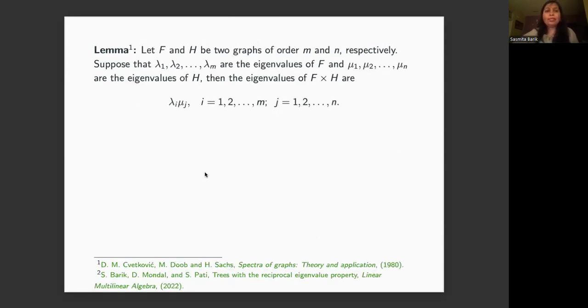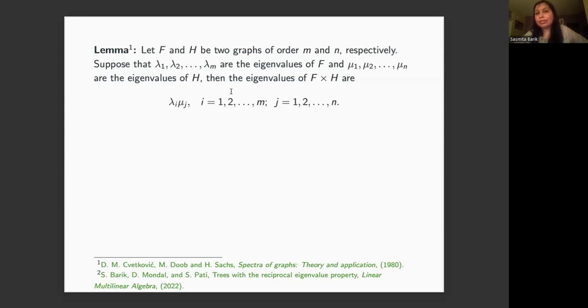And this you can also find in this book, and you can prove it easily too, because you can write your adjacency matrix nicely. If lambda 1, lambda 2 to lambda m are eigenvalues for the first graph F, and mu 1 to mu n are eigenvalues for the second graph H, then all possible products lambda i mu j will be eigenvalues for the direct product F cross H. So eigenvalues are completely described in the adjacency case.